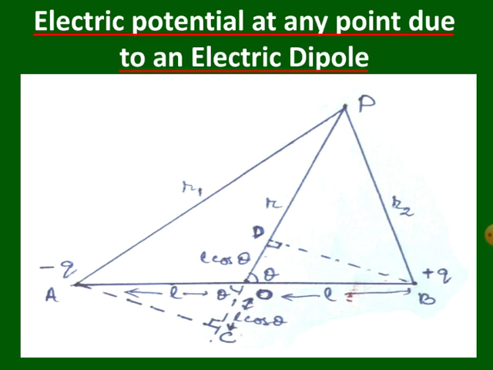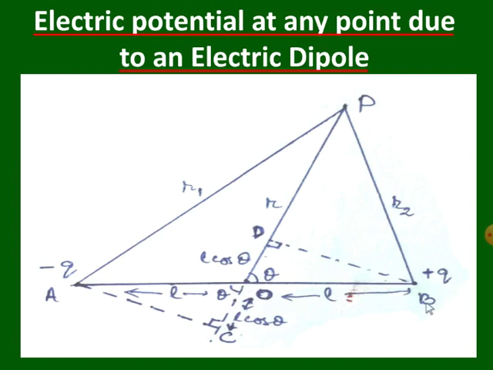Let's see the electric potential at any point due to an electric dipole. You must know that an electric dipole is a system of two equal and opposite point charges separated by a small distance, right? So let that electric dipole be represented by this AB, with minus Q and plus Q residing here, and let the dipole length AB be twice L, half of the length L, half of the length L.